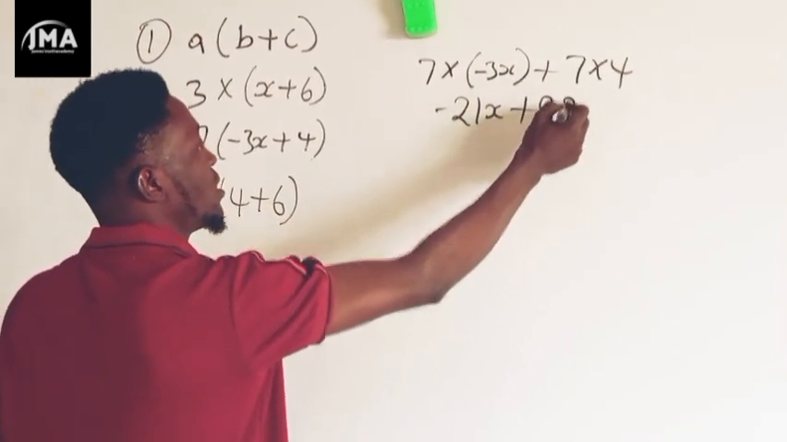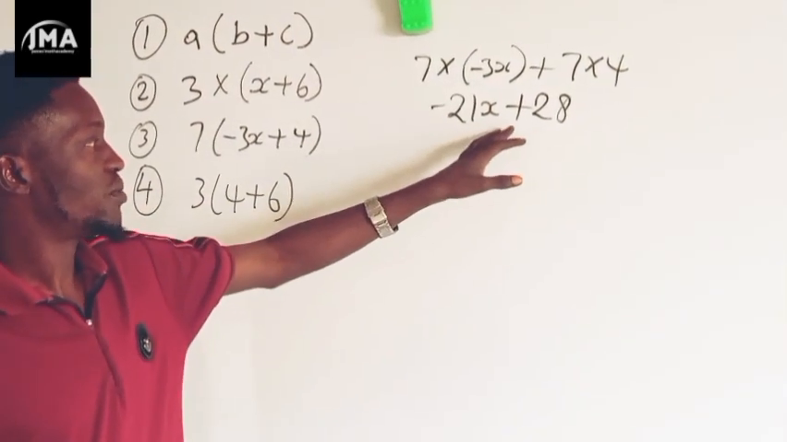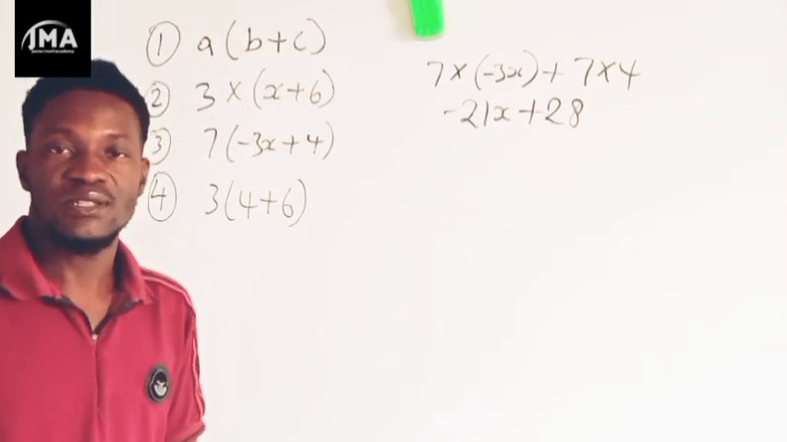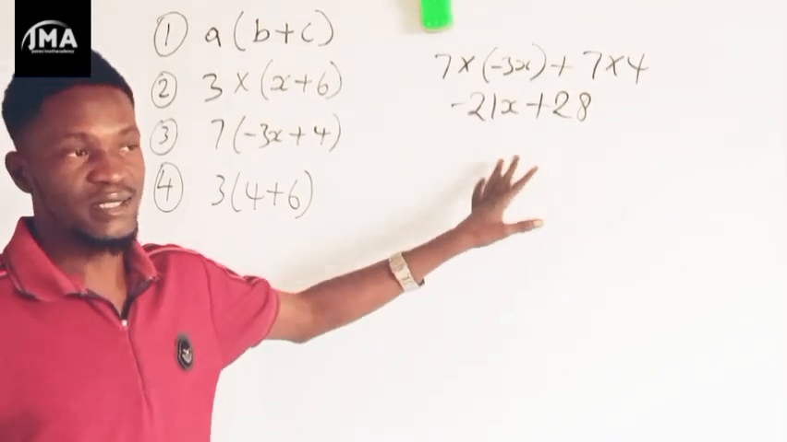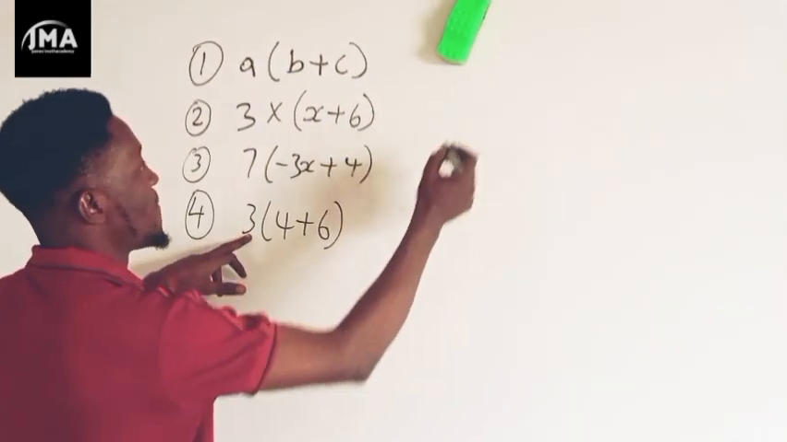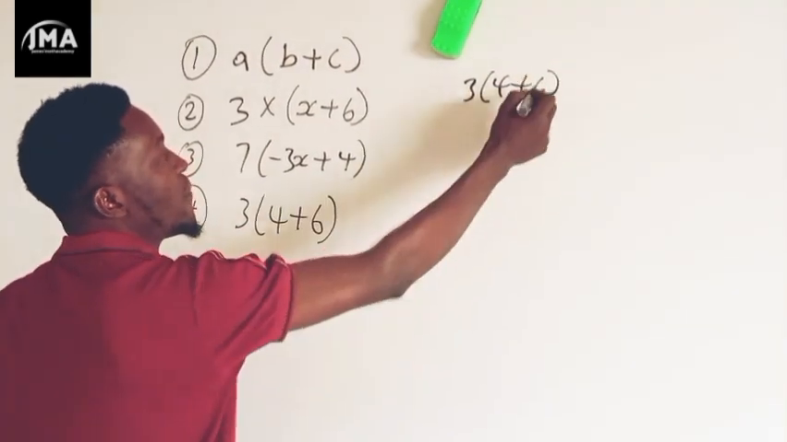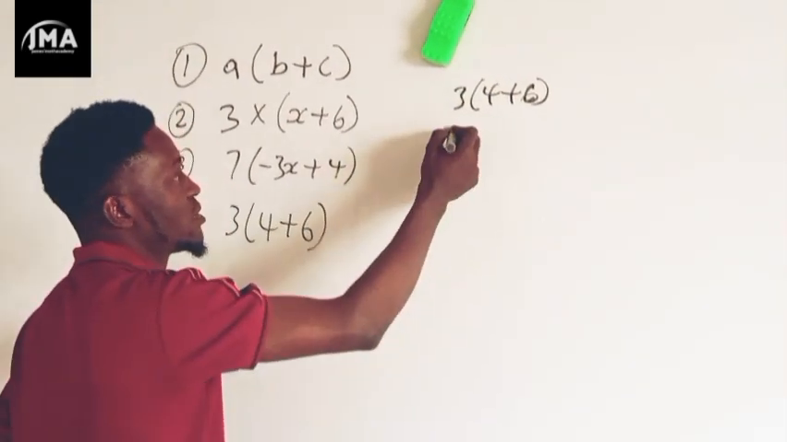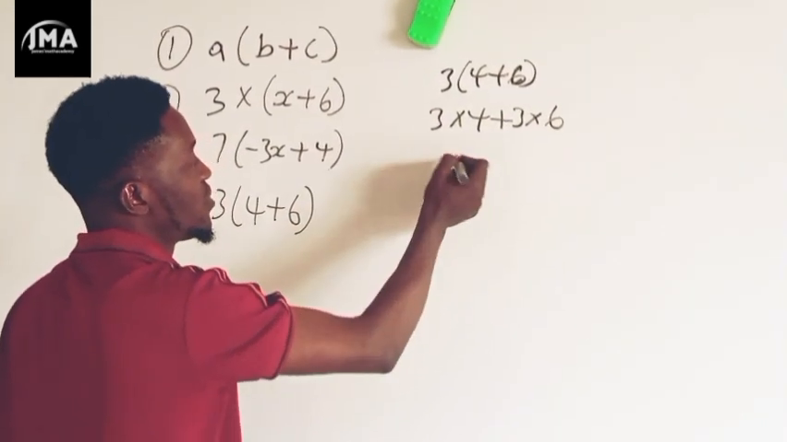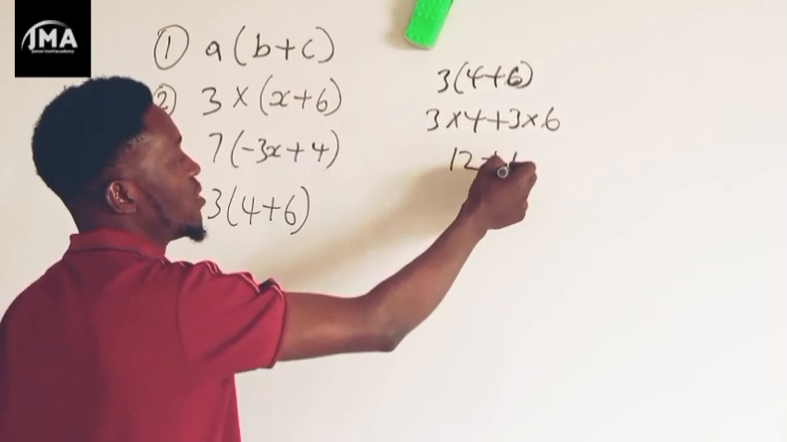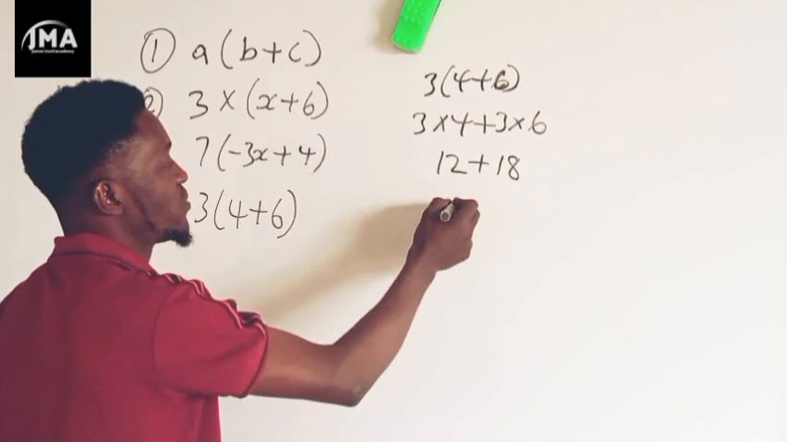28. So this is our final answer, because minus 21x plus 28, you can't add or subtract them together. They are different terms. So this is basically our final answer. Next, you say 3(4 + 6). It's also the same, writing 3 times 4 plus 3 times 6. 3 times 4 is 12. 3 times 6 is 18. So 12 plus 18, you're going to have 30.